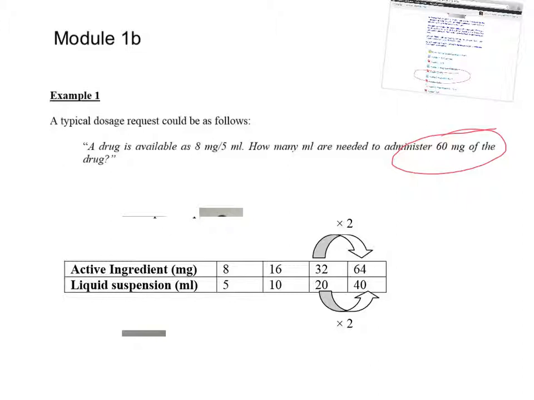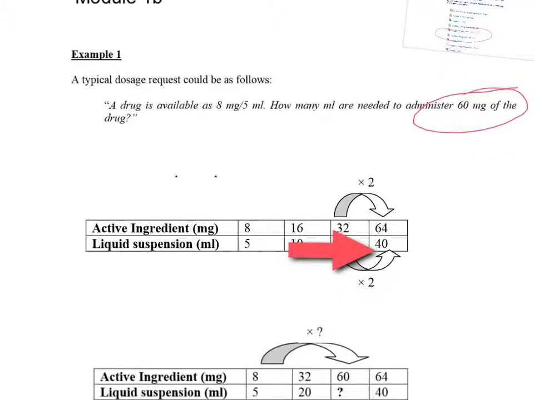So looking at that table, I can see that the amount I want is somewhere between 20 and 40 milliliters. I want a little bit less than 40 milliliters because I want a little bit less than 64 milligrams, which is how much 40 milliliters is going to give us. So now I know what ballpark my answer should be in. I should get an answer close to 40 milliliters.